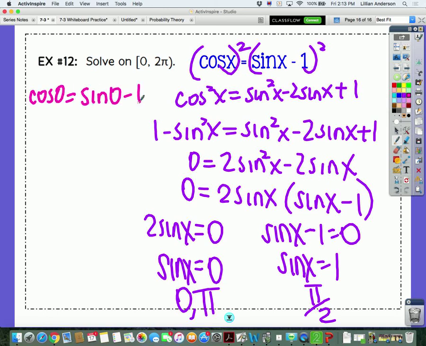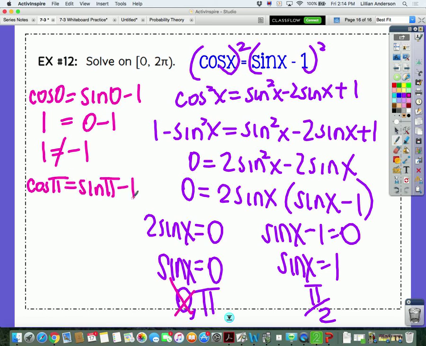Not too much. What's the cosine of 0? 1. So what's the x value of 0? What's the y value at 0? Is 1 equal to a negative 1? So you know this is not a solution. Check pi. What's the x coordinate at pi? What's the y coordinate at pi? Does that equal? Yes.